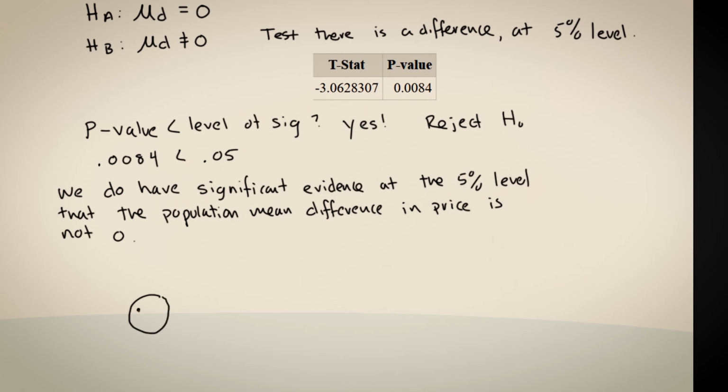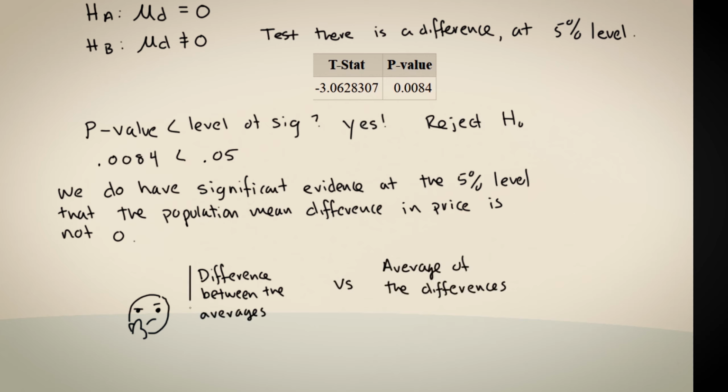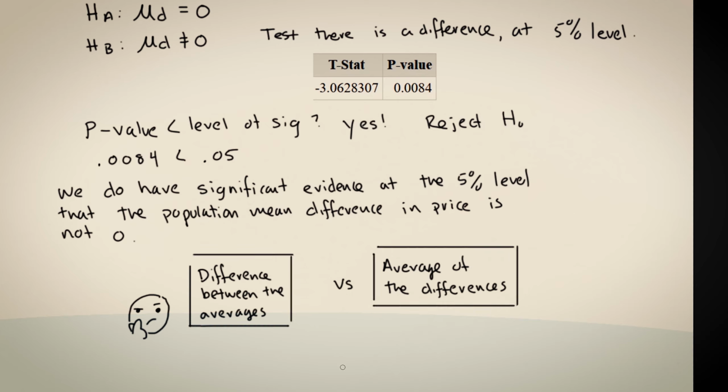This is a bit subtle, but I want you to think about the two statements. The difference between the average and the average of the differences. They're not the same thing. They mean something different. In one of them, you calculate the two averages and then you subtract. And in the other one, you subtract and then you calculate the average.